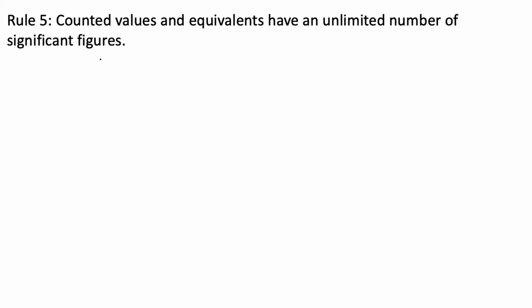The last rule I want to touch on, which is going to be very important when you're doing your calculations in chemistry and physics, is that counting numbers or counted values and equivalents have an unlimited number of significant figures. These are going to be the numbers that are your constants or used during dimensional analysis to convert from one thing to another.